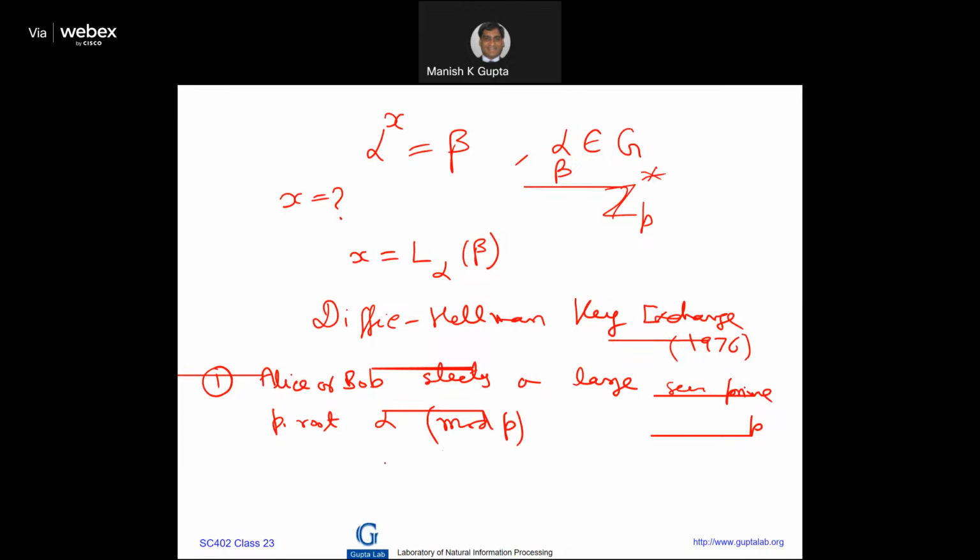Now both P and alpha can be made public. So Alice and Bob want to exchange the key securely, right? How do they do that? So what they do, they select a large prime P and a primitive root alpha, and then P comma alpha is publicly listed. Okay. Next. So P and alpha are known to everyone.